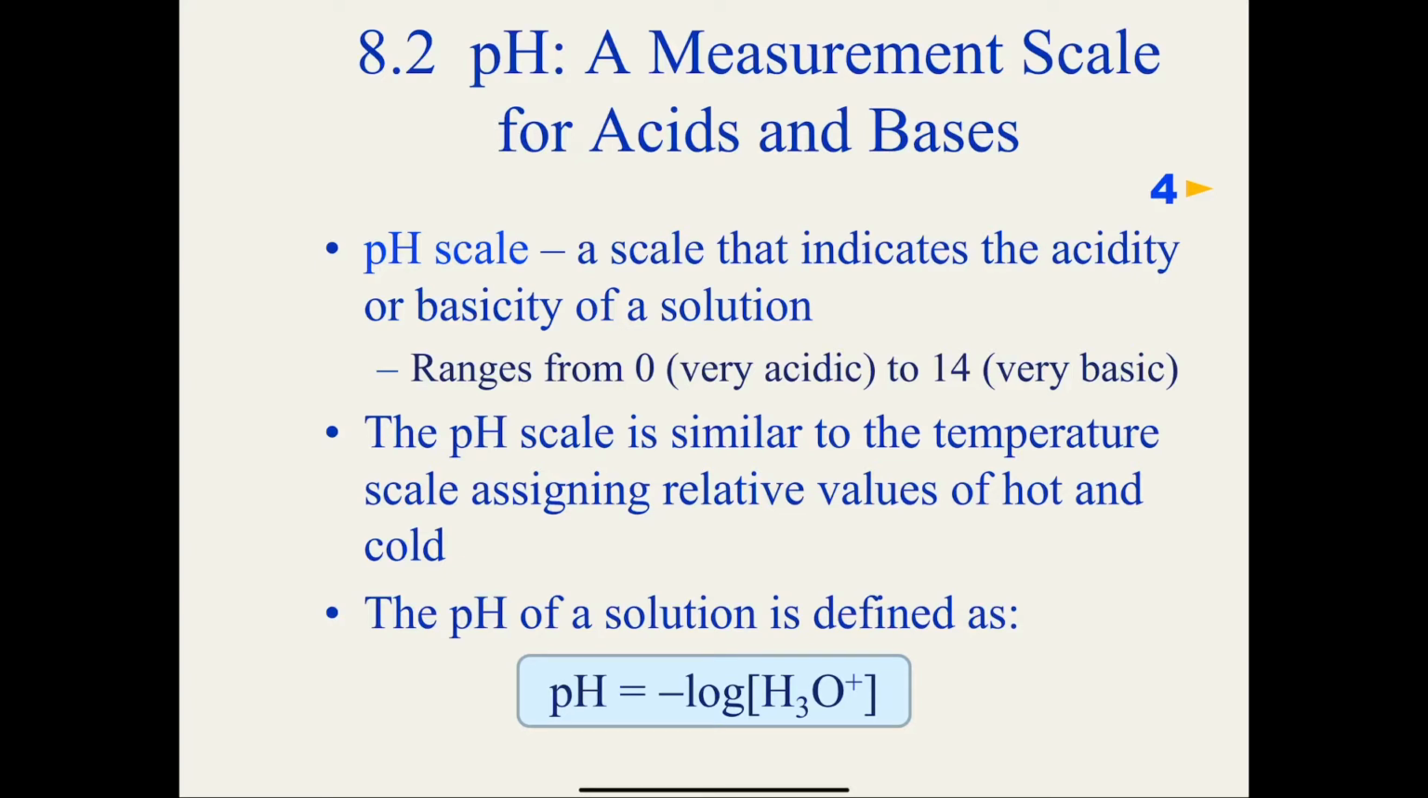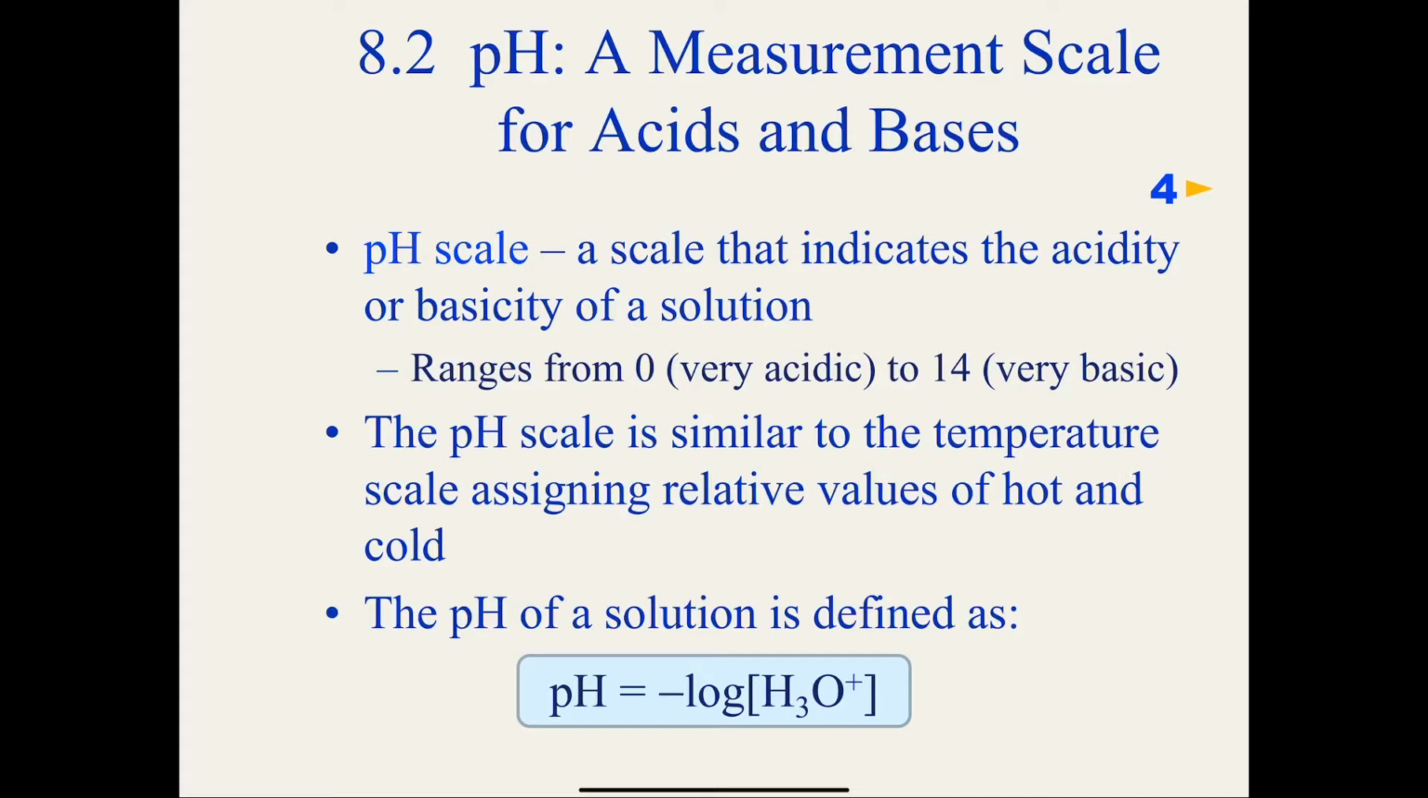The pH scale gauges the hydronium ion concentration and reflects the degree of acidity or basicity of a solution. The pH scale ranges from 0 to 14, 0 being very acidic and 14 being very basic. The pH scale is somewhat analogous to the temperature scale used for assignment of relative levels of hot and cold.